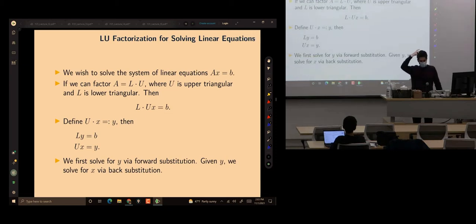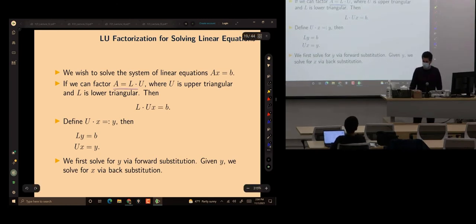So LU factorization, we could construct it now. So any matrix A, first we said rectangular, square matrix, but later we also generalized the algorithm in the book as an optional read. You can also apply it to rectangular matrices. So any matrix A, we can factorize it to L and U.